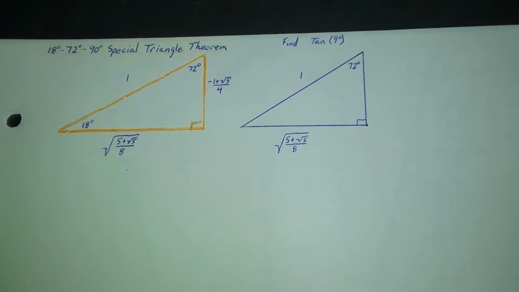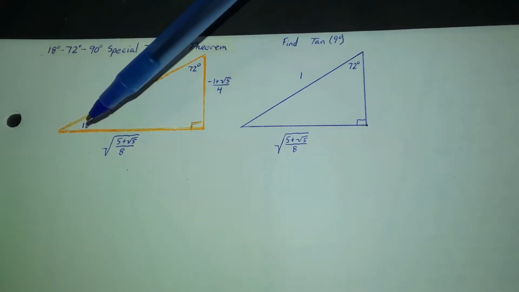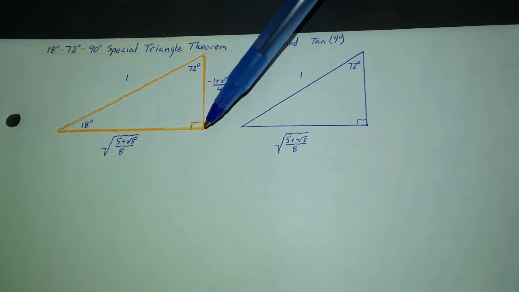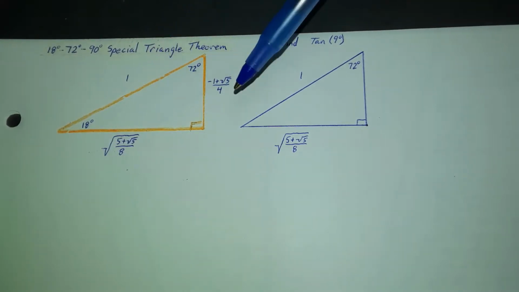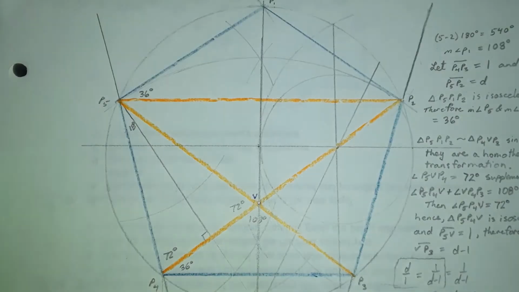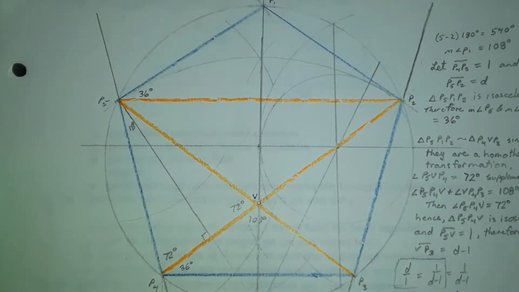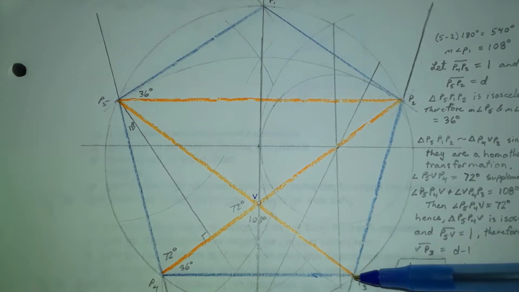To start with, we're going to take as given the 18-72-90 Special Triangle Theorem. That's this triangle in orange here. It has 18, 72 and 90 degree angles, and these are the side measures. Now this is a theorem you probably didn't learn in high school. It takes a little bit to derive, but can be done from the regular pentagon.